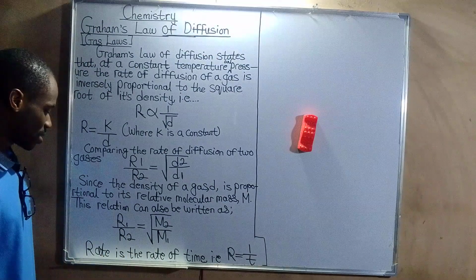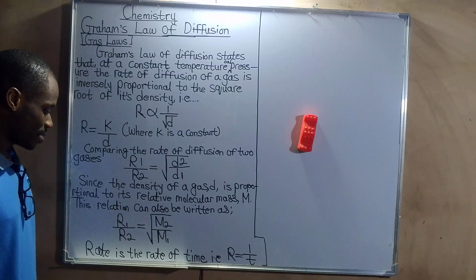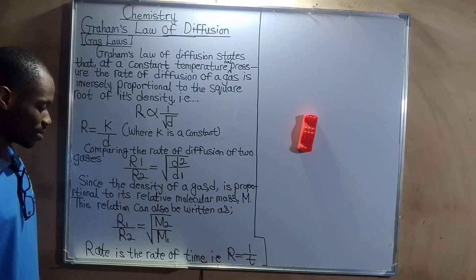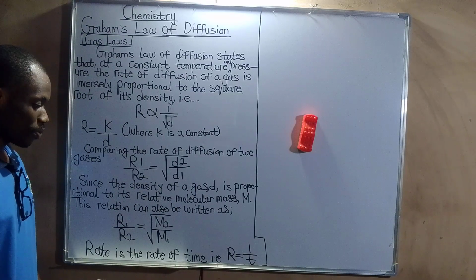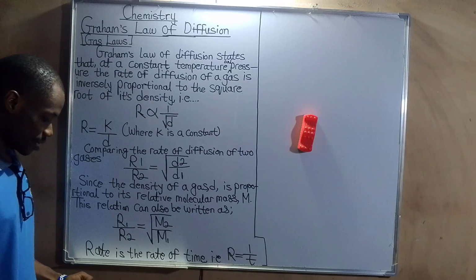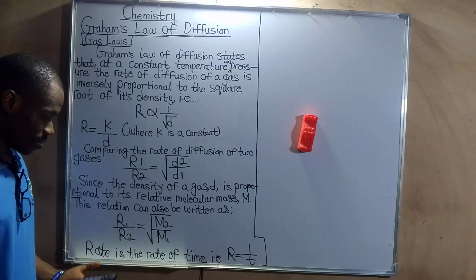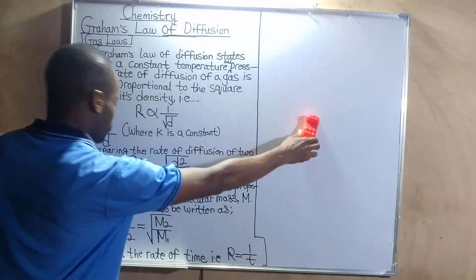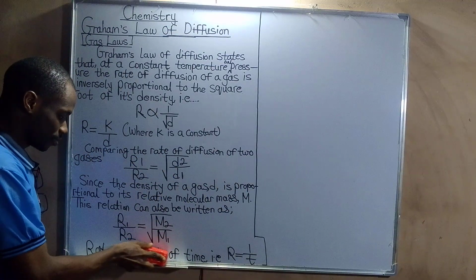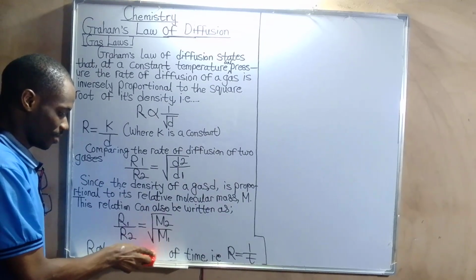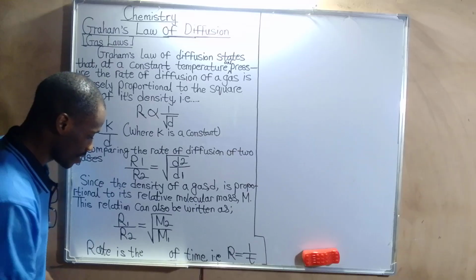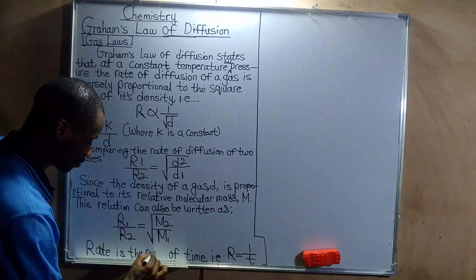So it says that rate is the rate of time. Rate itself is inversely proportional to time. Sorry, this has to be corrected. Rate is the reciprocal of time. So I'm going to clean this here. Rate is the reciprocal. You can't say rate is the rate of time. No, that's a grammatical error. So we say rate is the reciprocal.